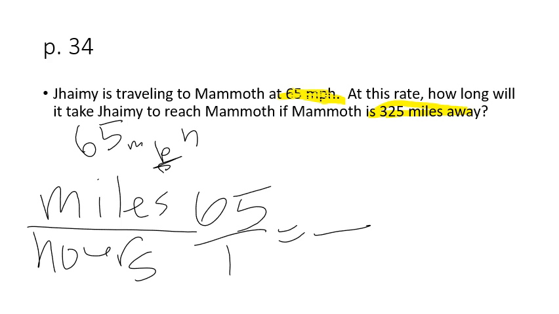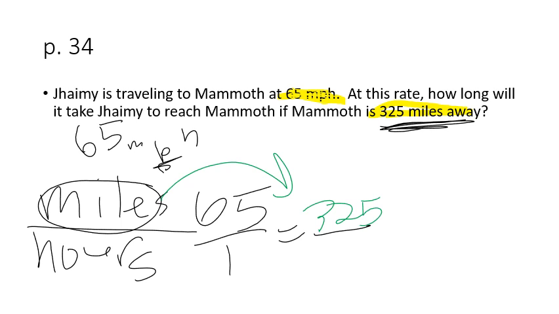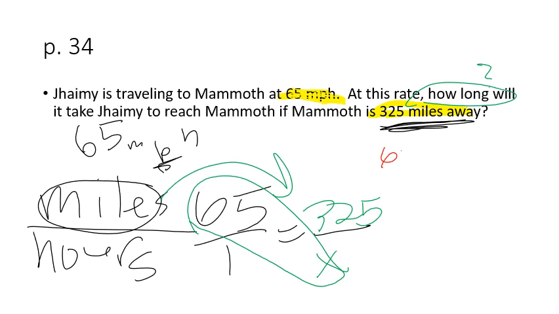How long will it take if it's 325 miles away? So miles is in our numerator, so we're going to put that on top, 325. How long will it take is our question, so we're going to use x for hours. Once again, we're going to solve it doing what? That's correct, cross multiplication. Good job, class. So we're going to multiply 65 times x. That's 65x. 325 times 1 is just 325.